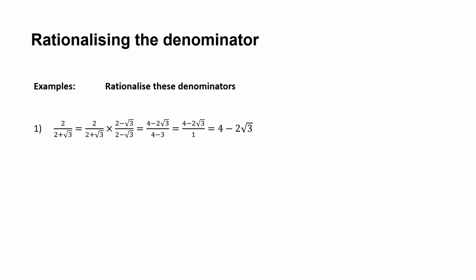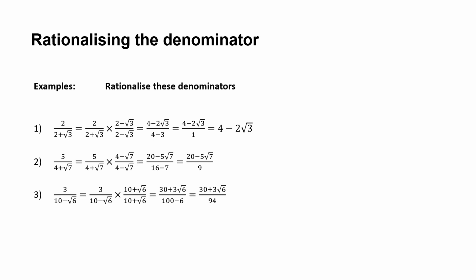Next, I have 5 divided by 4 plus root 7. So again, I take the denominator, I have 4 plus root 7, rewrite it with the opposite operator in the middle. So I'm going to multiply top and bottom by 4 minus root 7. Multiplying this out on the top gives me 20 minus 5 root 7, and on the bottom 16 minus 7. Simplified, this is 20 minus 5 root 7 divided by 9.